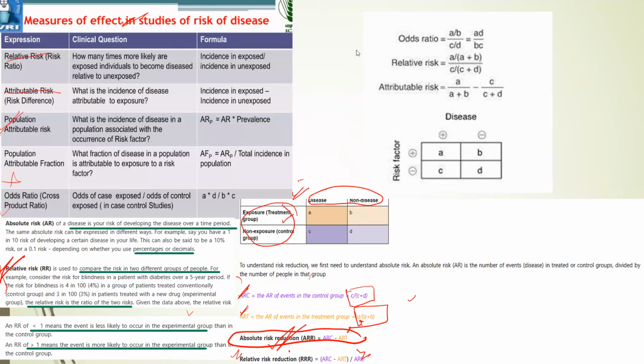So what is the formula for relative risk? It is incidence in exposed divided by incidence in unexposed. In other words, it is how many times more likely the exposed individuals are to become diseased in comparison to the unexposed. Sometimes they wouldn't give incidence in exposed and unexposed, and they will just give you the truth table, which is when you'll have to use this formula and calculate the relative risk.